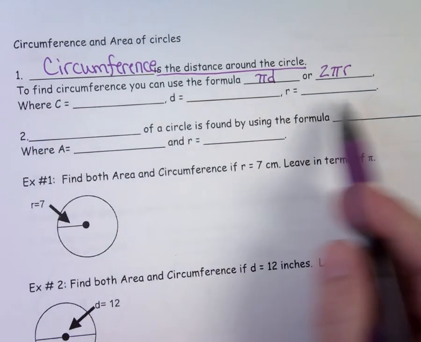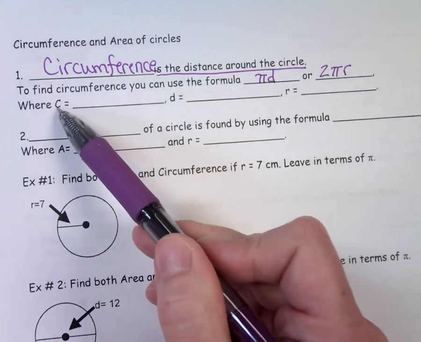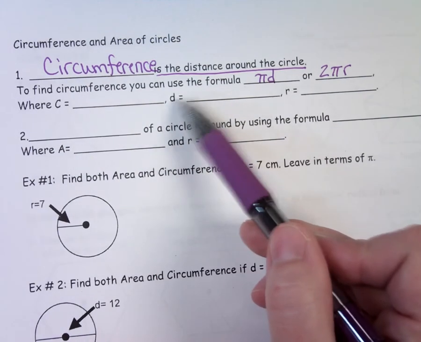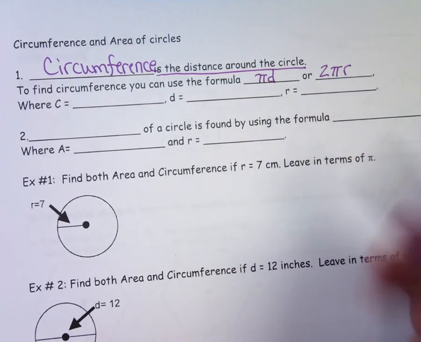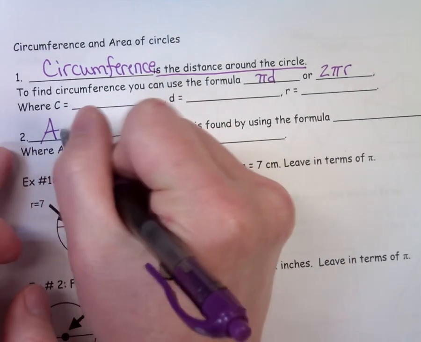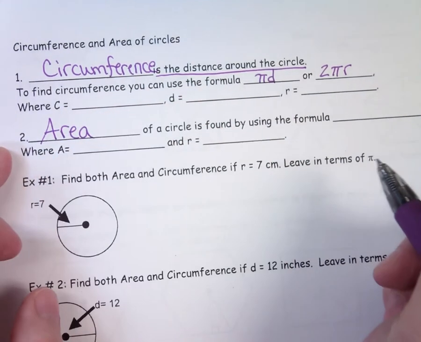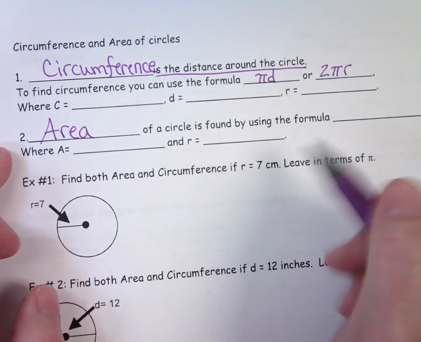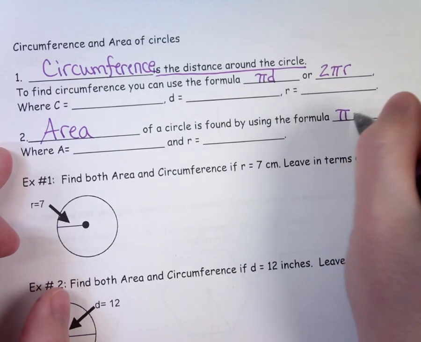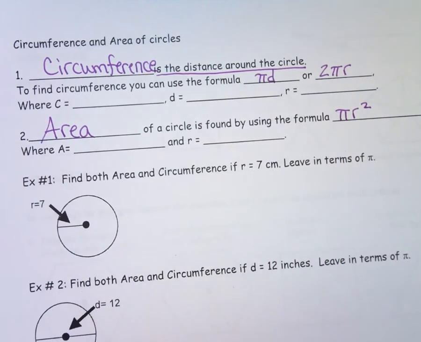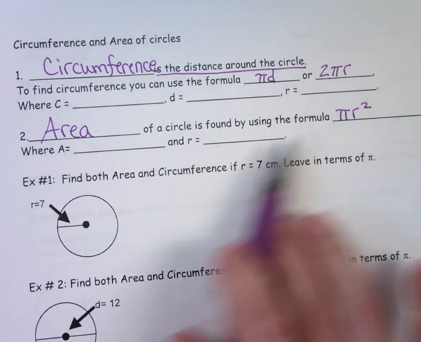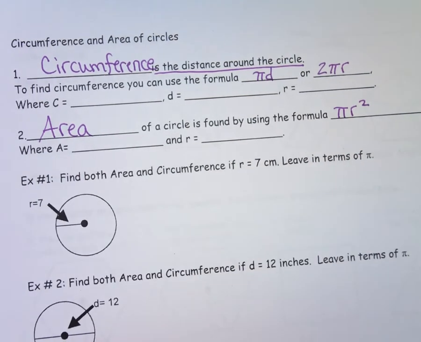And then I'm not going to fill these in because I think you know. But C is circumference, D is diameter, R is radius. Okay, and then I'm just going to write this down. Area of a circle, that's the space inside. It uses the formula pi r squared, where A is area and R is radius.